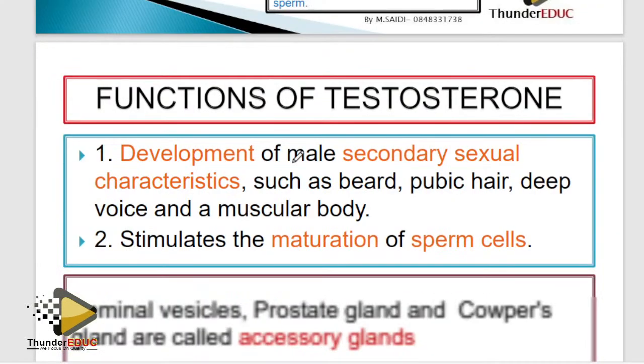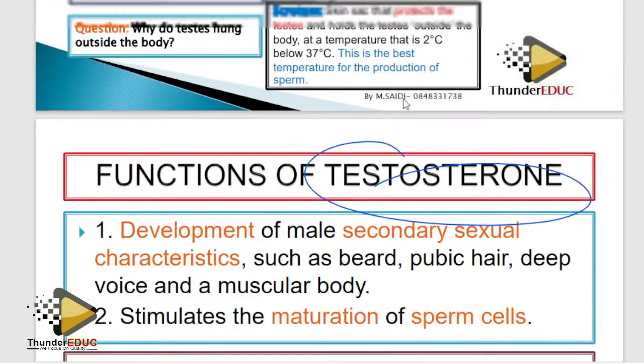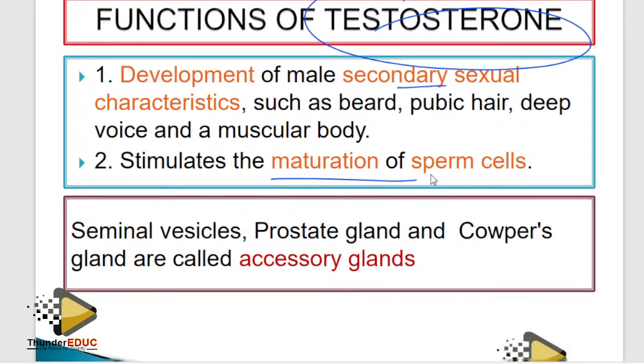Testosterone. This is the hormone which is produced from the testes. Testosterone has 2 functions. That is secondary sexual characteristics and then maturation of the sperms. All right.